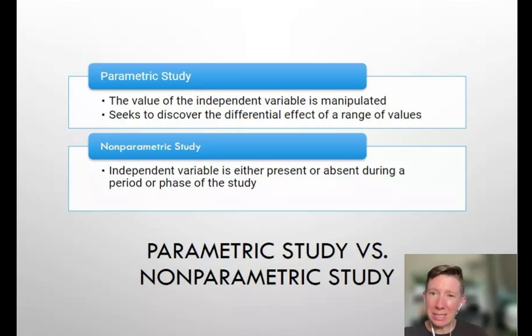Make sense? Hopefully. And then in a non-parametric study, it would be like we're implementing this positive reinforcement procedure for Cass going to CrossFit class. For every CrossFit class that they go to, they get, I don't know, $500, and that's it. It's present in one phase. It's not present in the next phase. It's present in one phase, not present in the next phase. There are no different values of this in a non-parametric study.